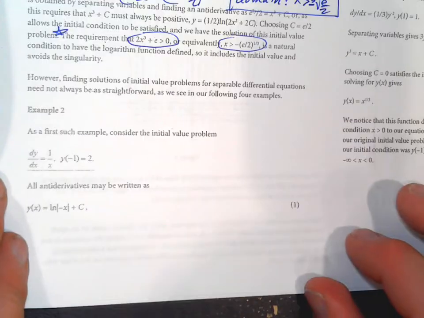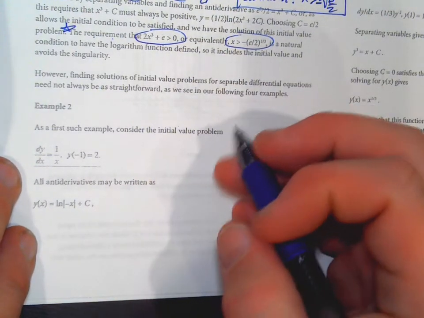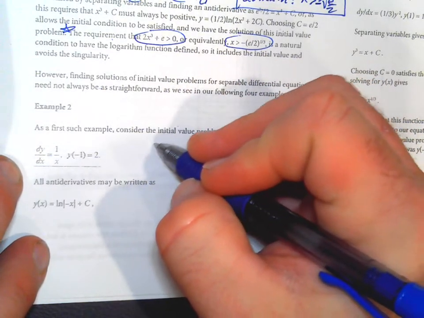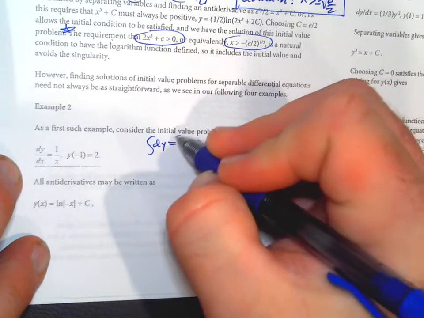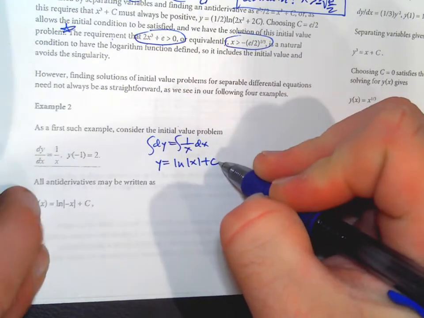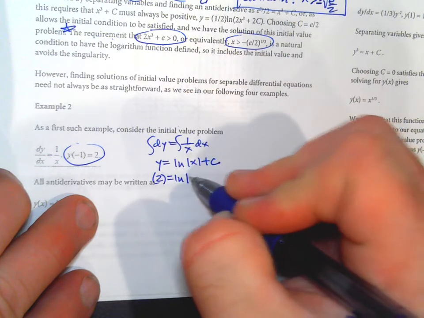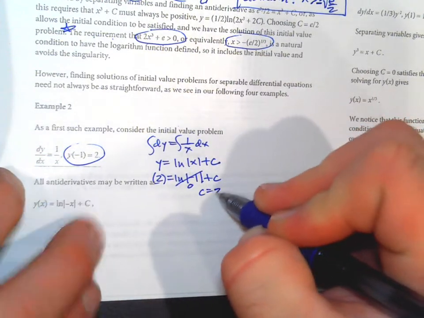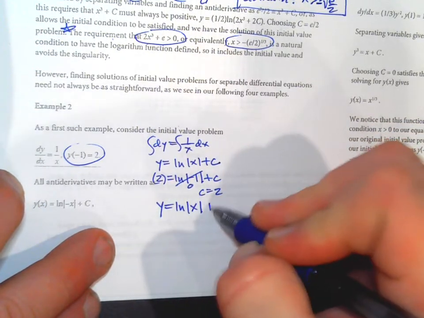So let's see if we can go ahead and solve it just on our own. They walk through it, but let's do it on our own. Let's separate the variables, which is actually pretty easy this time because there are no y's. Integrate both sides: natural log of x plus C. Use the initial condition. Natural log of 1 is 0, so C equals 2. We rewrite it: y equals natural log of the absolute value of x plus 2.